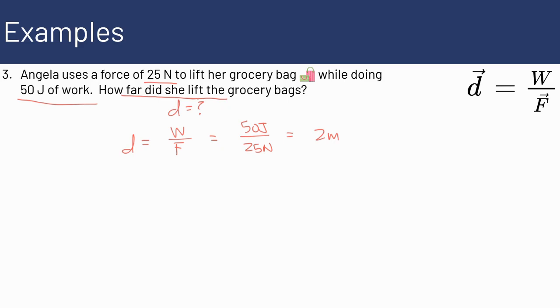If we look at the units again, we have joules, which is kilograms meters squared per second squared, over newtons, which is kilograms meters per second squared. So everything divides out except for 1 unit of meters. So we're on the right track.